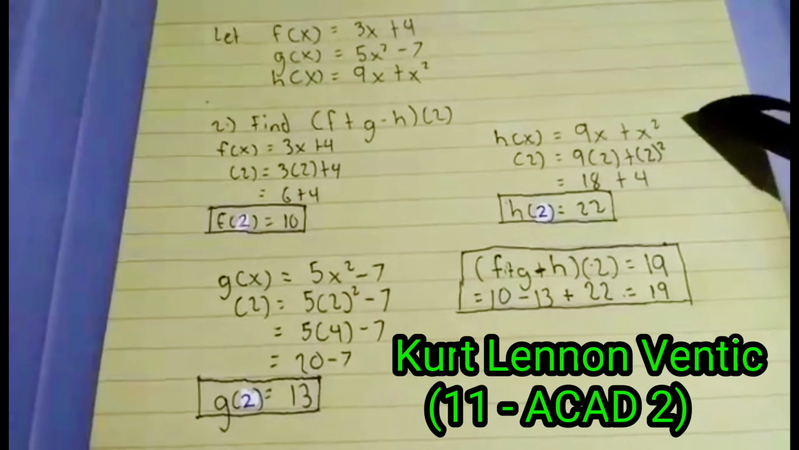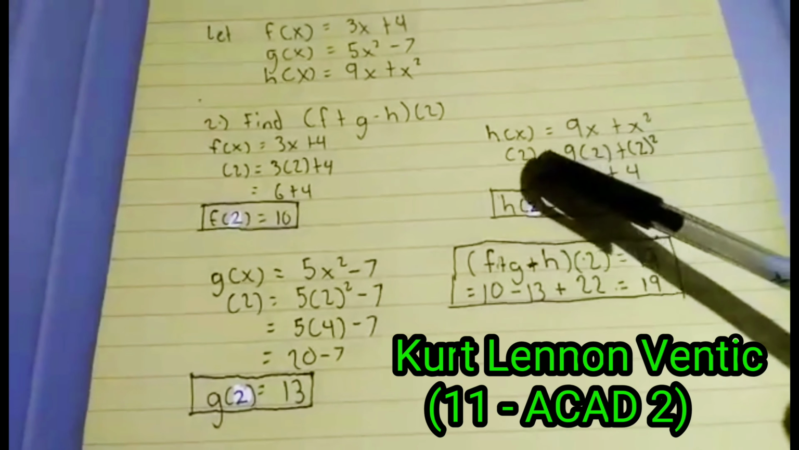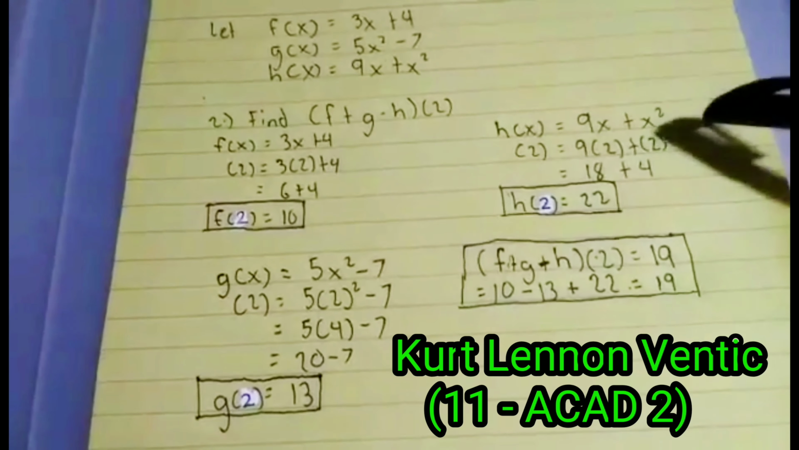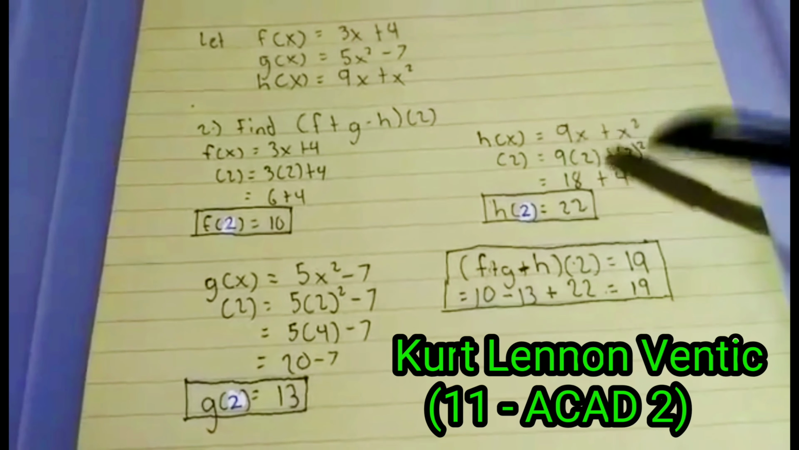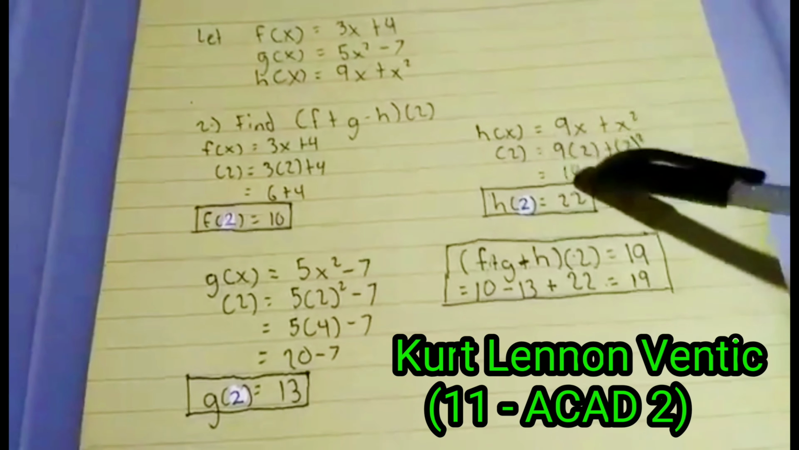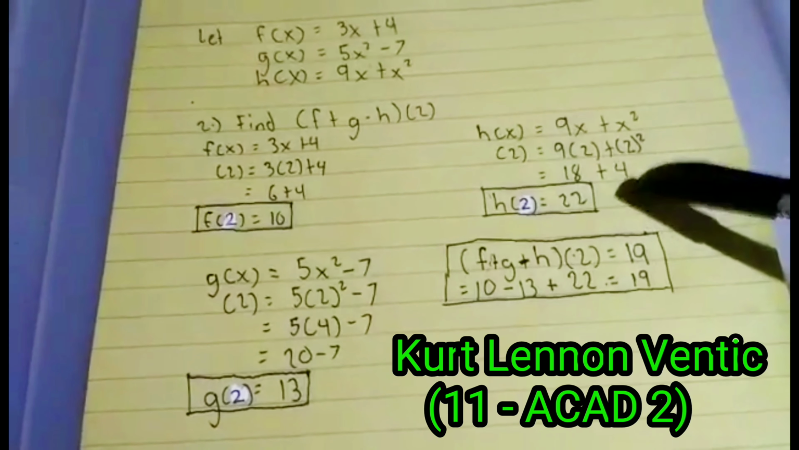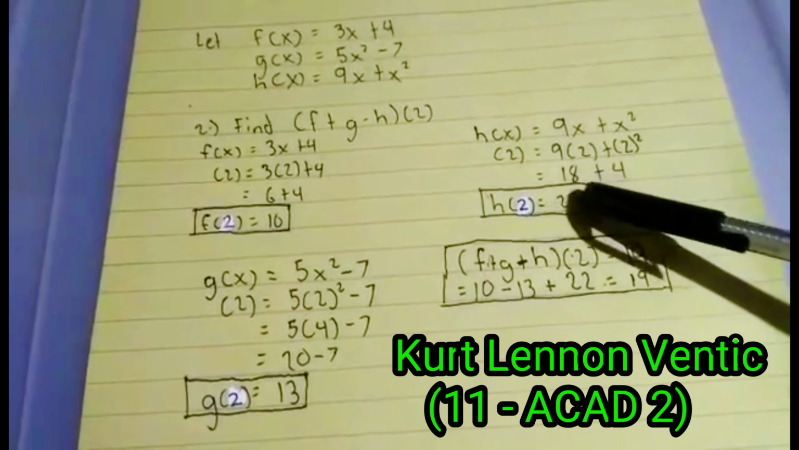h of x is equal to 9x plus x squared. So, I change the value of x to 2. So, 9 multiplied by 2 plus 2 squared. So, 9 multiplied by 2 is equal to 18. Then, 2 squared is equal to 4. So, 18 plus 4 is equal to 22.